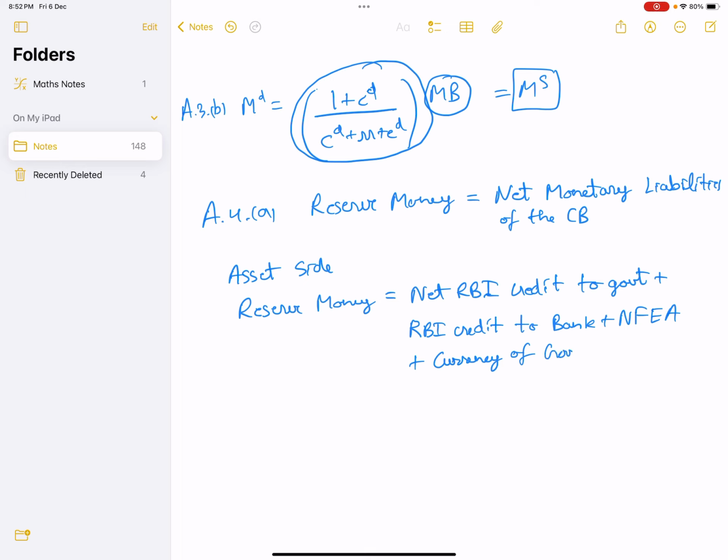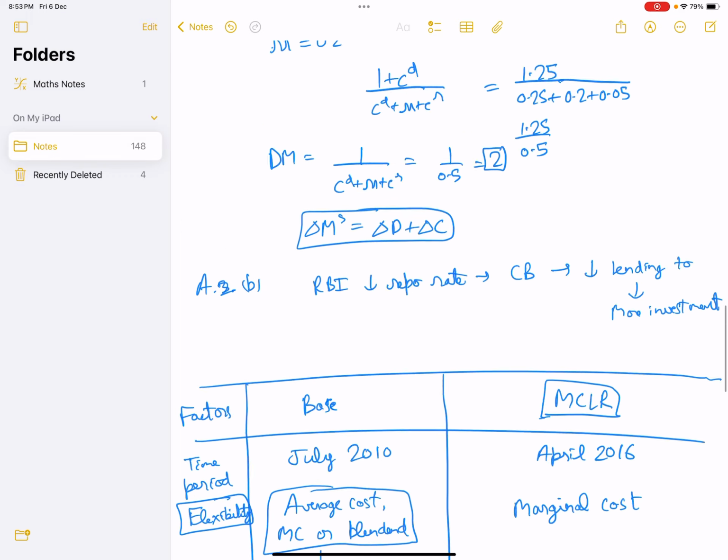Okay, we have currency of government, which is a liability for it. So government currency liabilities minus net non-monetary liabilities. Okay, you need to remember this because it is highly expected they will ask this question.